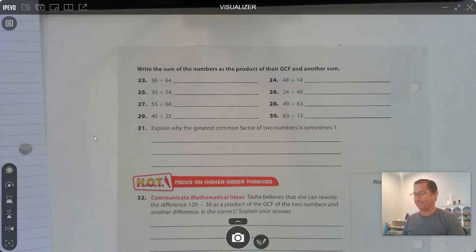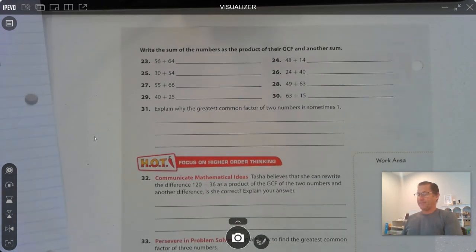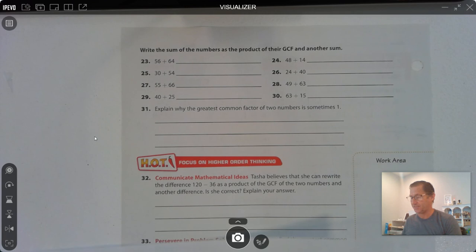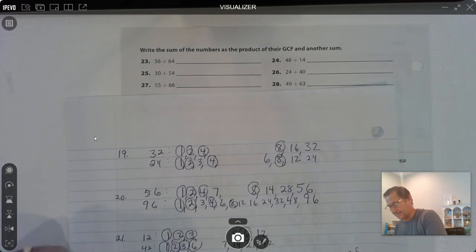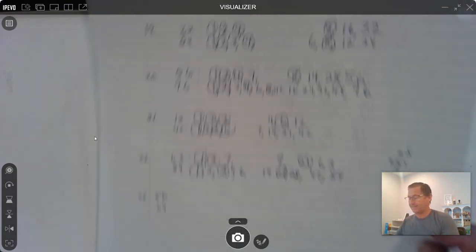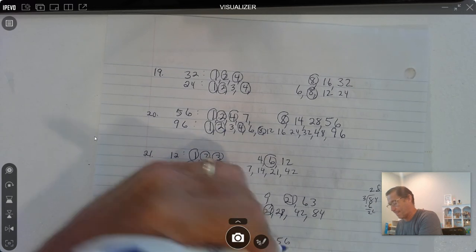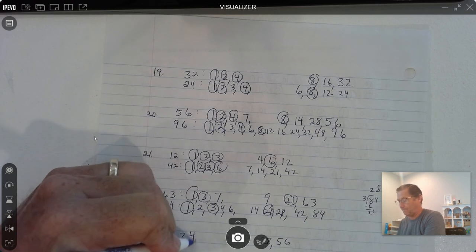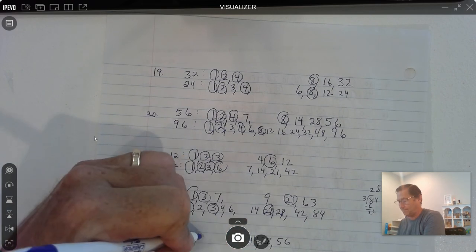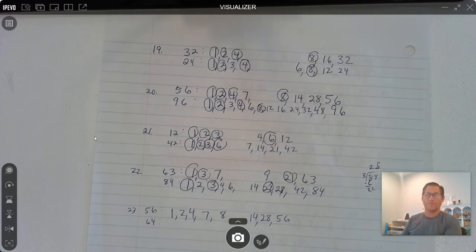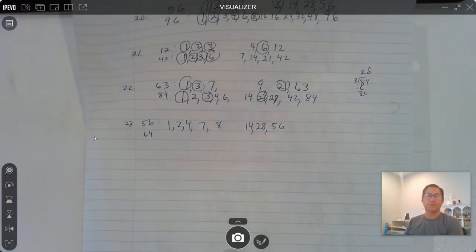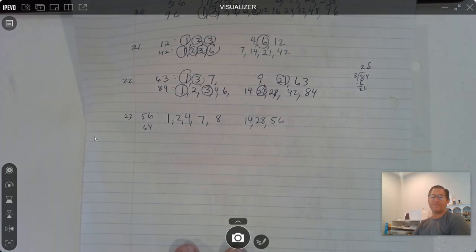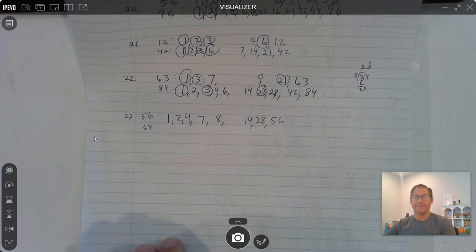All right, page 36. All right, so we're going to rewrite these. Write the sums as numbers of their products and their GCF and another sum. All right, so 23, 56 and 64. We have to find the greatest common factor of 56 and 64. So the factors of 56 you should have come up with was 1, 2, 4, 7, 8, 14, 28, 56.